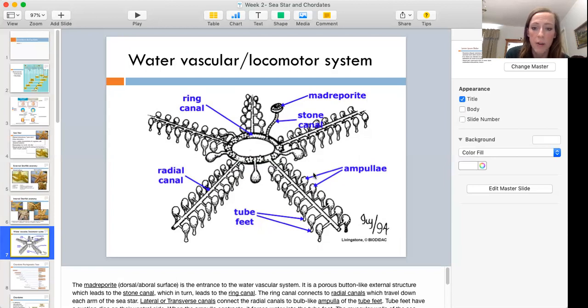And then from there, the water will be contained in the ampulla, which is the top part, and move into the tube feet, which you can observe on the outside then of the sea star. Okay, so those are the major parts of the water vascular or locomotor system for the sea star. This again has a role in locomotion. It also helps to bring oxygen to the sea star.